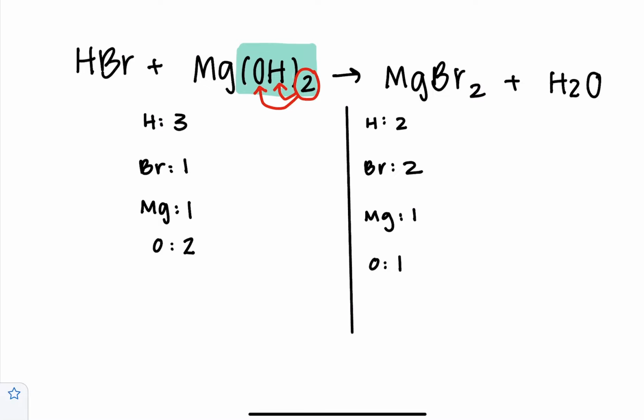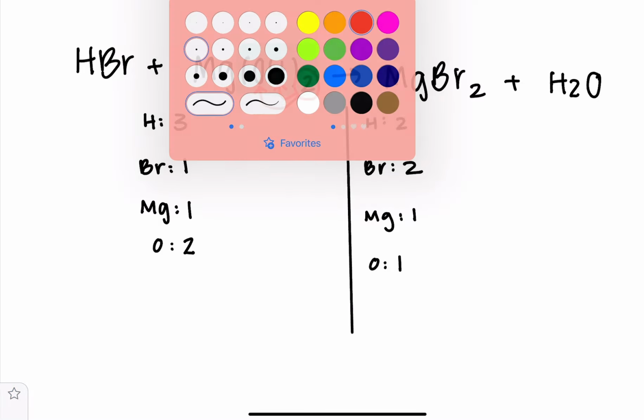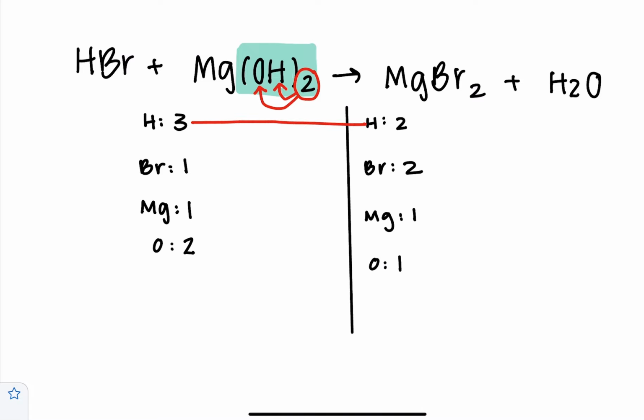Now, let's look at how to balance this. If you look at our left and right elements, we see that most of the numbers are not the same. For example, we have 3 hydrogens on the left and 2 hydrogens on the right, 1 Br on the left, 2 Brs on the right, and so on. So our task is to balance those together. Let's start with oxygens because it's a lot easier to go from 1 to 2 than it is from 2 to 3. So I'm going to figure out what coefficient I can put in front of the compound to change the 1 O to 2 O's.